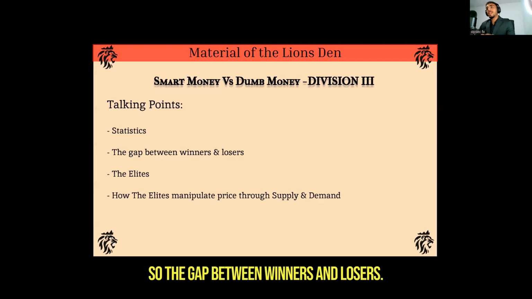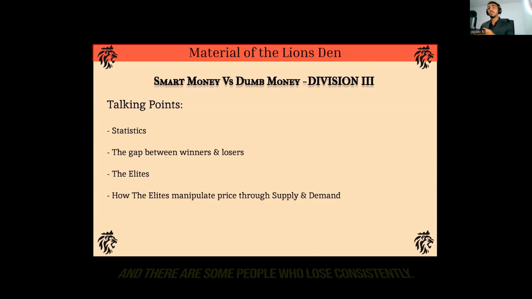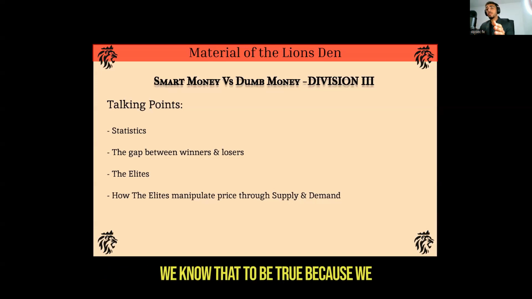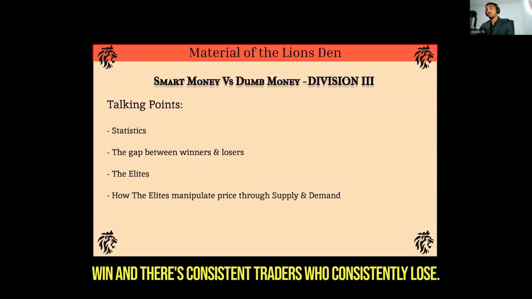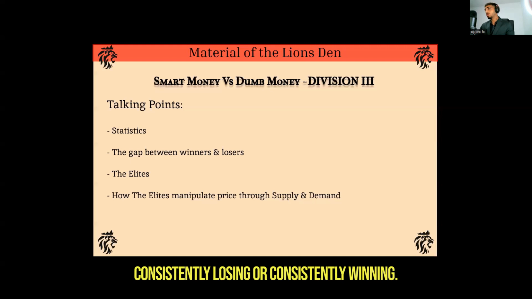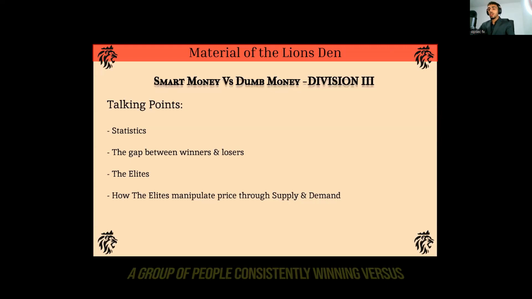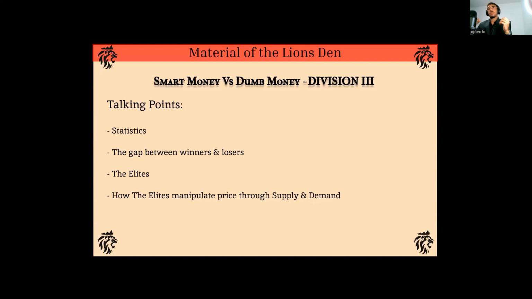So, the gap between winners and losers. Take a market. Let's just say there's some people who win consistently and there's some people who lose consistently. We know that to be true because there are consistent traders who consistently win, and consistent traders who consistently lose. Take that process of a group of people consistently winning versus a group of people consistently losing.